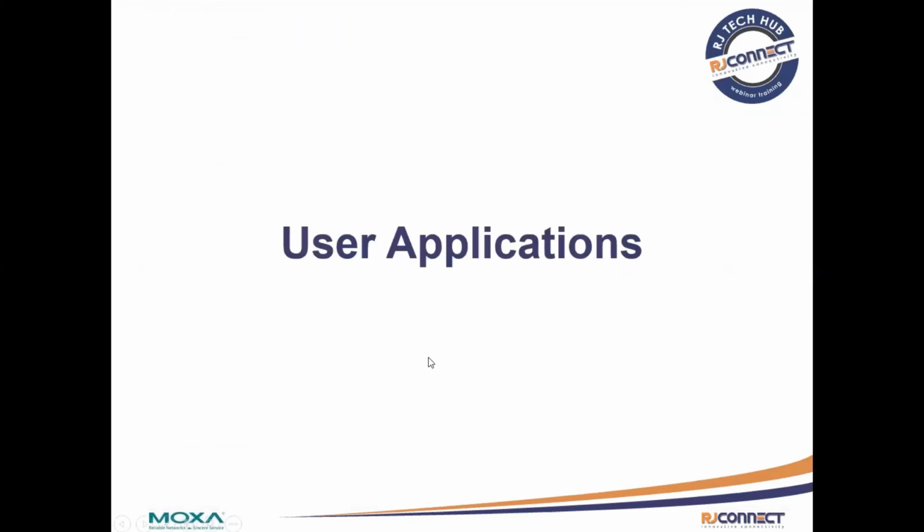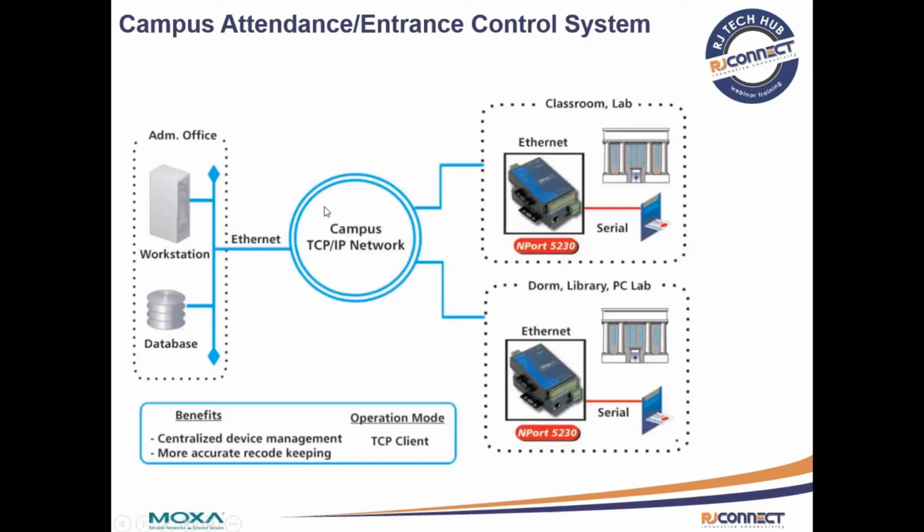Okay. So let's have a look at the serial server user applications. The first one is a campus attendance or entrance control system. Colleges and universities are prime examples of the type of environment well suited for the installation of a serial device server. As a concrete example, let's consider the task of maintaining accurate attendance and facility use records. In this scenario, each classroom, laboratory and library is outfitted with a card reader that is connected to the campus network through a serial device server. This application will be configured in TCP client mode of operation, allowing the card reader to actively connect to the network host.